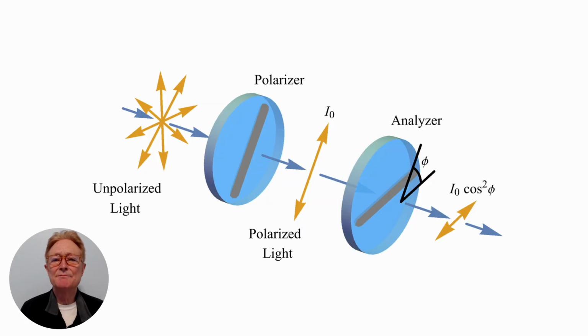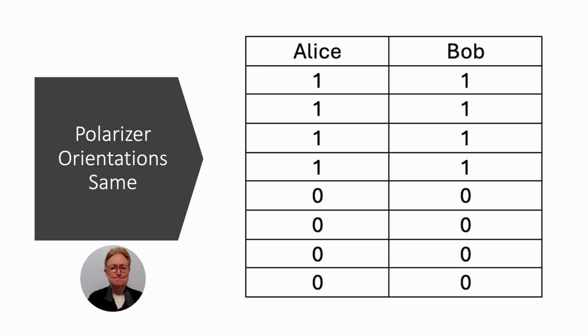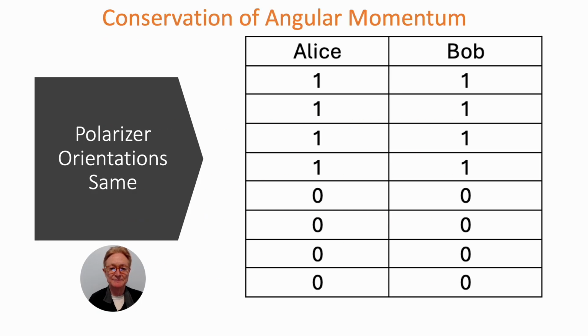So how do Alice and Bob explain these data? Well, to remind you, when you send polarized light into a polarizer oriented at angle phi, it's called the analyzer here, relative to the light's polarization, the intensity of light is reduced by cosine squared phi, and the light that passes is now polarized along the analyzer's axis. From Alice's perspective, had Bob oriented his polarizer in the same direction as her polarizer, he would have gotten a click in the same 4 trials that she got a click because of conservation of angular momentum.